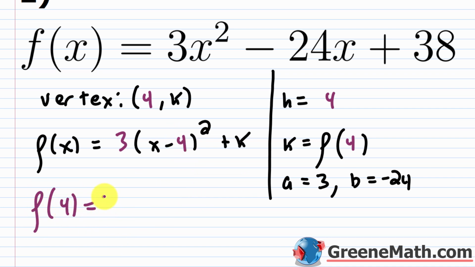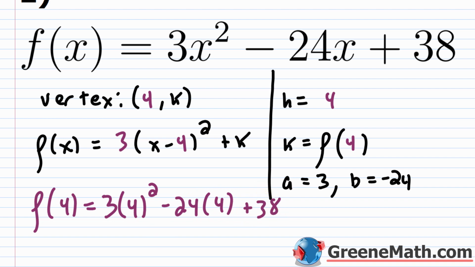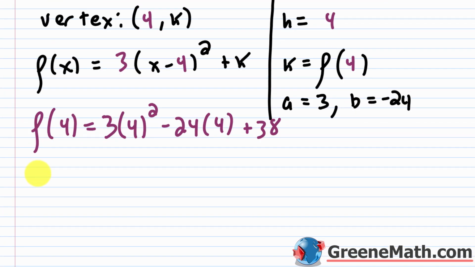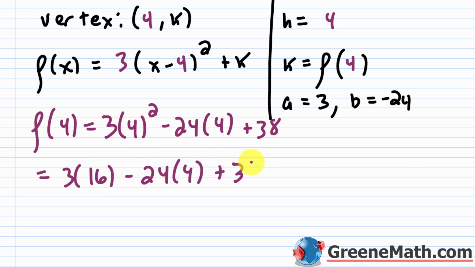This would be equal to 3 times 4 squared, minus 24 times 4, and then plus 38. Let me fix that. So let me slide down. I'll come back up in a moment. 4 squared is 16. So let's say this is equal to 3 times 16, and then minus your 24 times 4, and then plus 38.